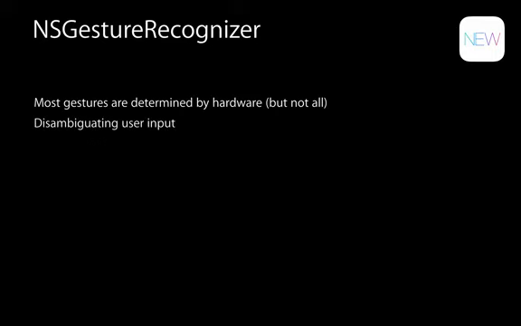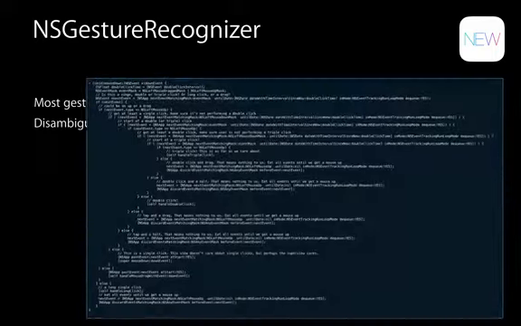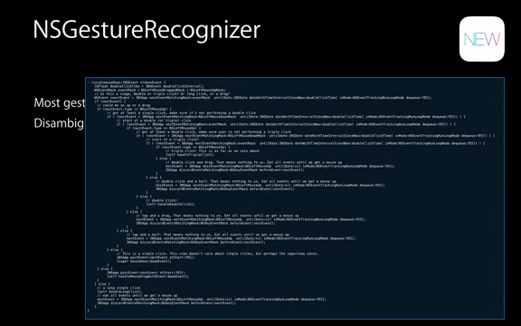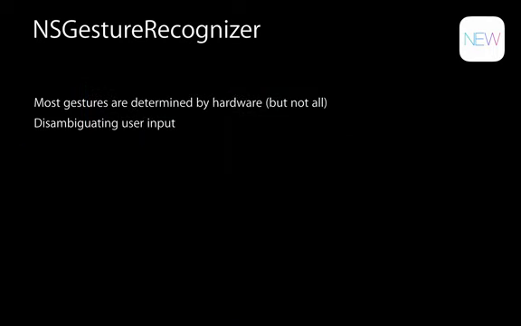NSGestureRecognizer is really good at helping you disambiguate user input. How good? Well, this is code that you might have had to write if you had to figure it out yourself. This is seven tracking loops deep of nextEventMatchingMask. And what this code is trying to do is figure out, is this a click, a double click, a triple click, or a drag? And it's trying to sort all of this out and all the logic that's associated with it. Gesture recognizers clean this all up and make it much simpler to disambiguate the user input. It gives you hooks to tap into when you need to add some custom logic, and it's much easier to maintain.